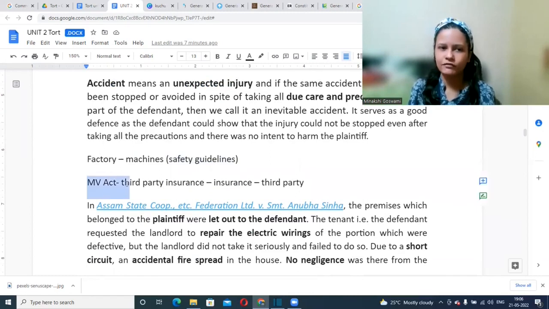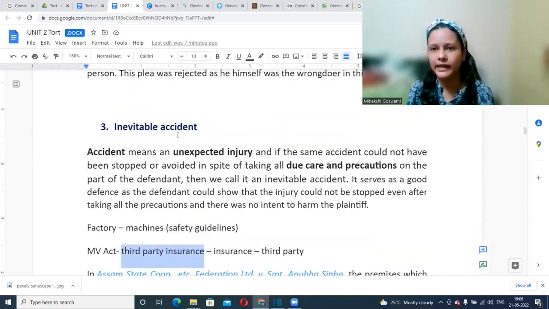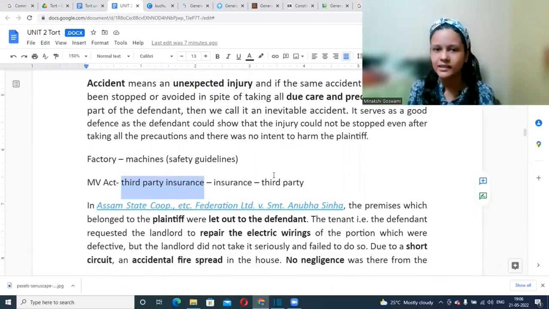In the same way, in the case of the Motor Vehicles Act, we have a concept of third party insurance, because it might be an inevitable accident. It's just a situation which you could not avoid, and another person ends up suffering loss because of you. That's why it is mandatory that if you do not have a valid third party insurance, it is a crime. You need to do it, right? Because an inevitable accident might happen. Okay.